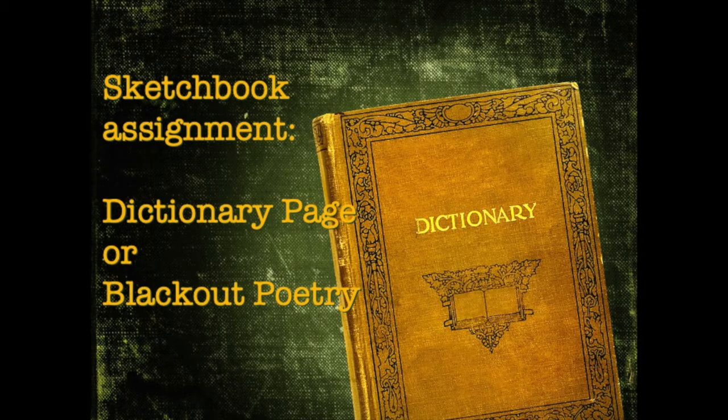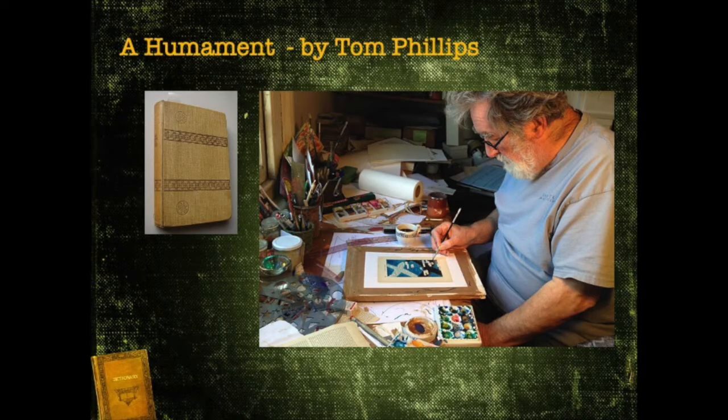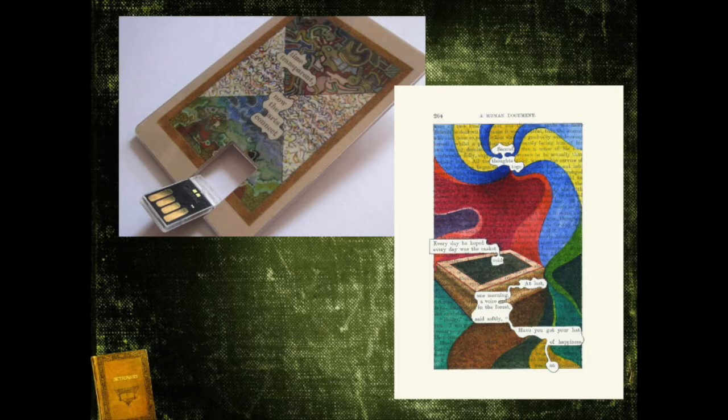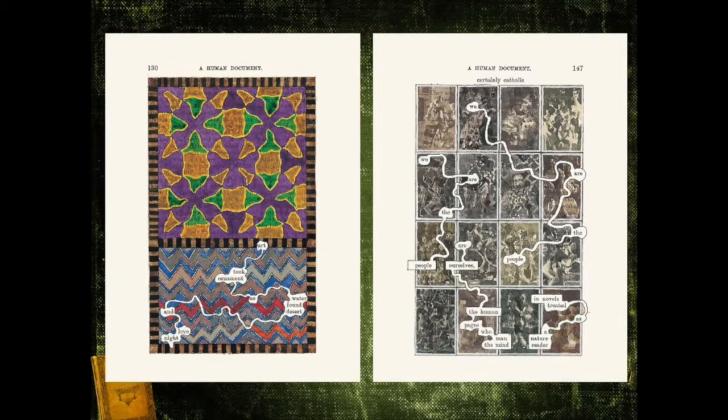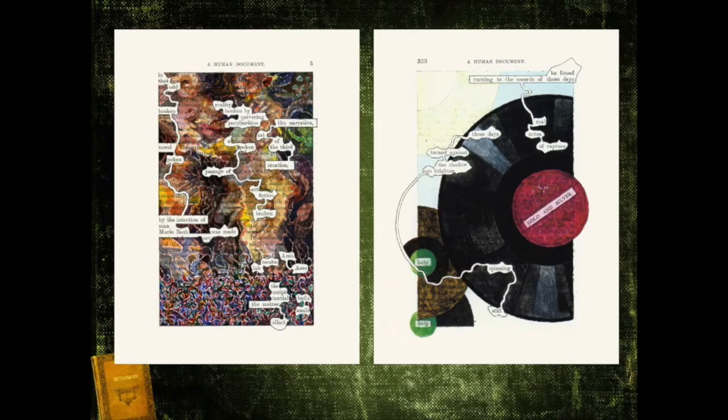who has an ongoing project called A Humument, which is an altered book that he has been working on since 1966, when he obtained an 1892 Victorian book called A Human Document. He has been painting, drawing, cutting, and collaging this book for the past 54 years.